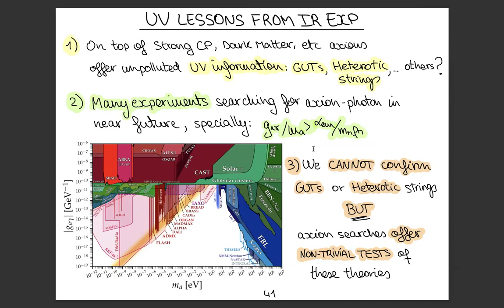Finally, what I also want to emphasize is that I don't want to say that we can confirm grand unified theories or the heterotic string by finding an axion, but I think it's quite remarkable that axions can offer very non-trivial tests to these theories.